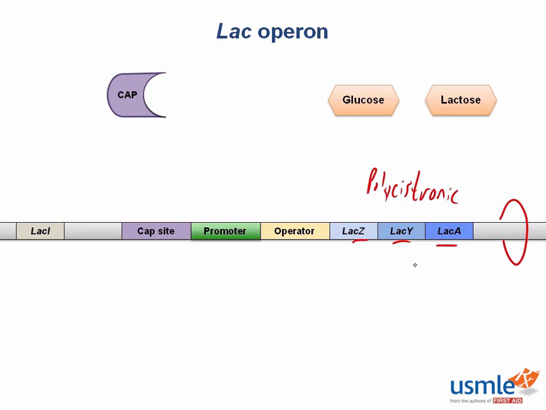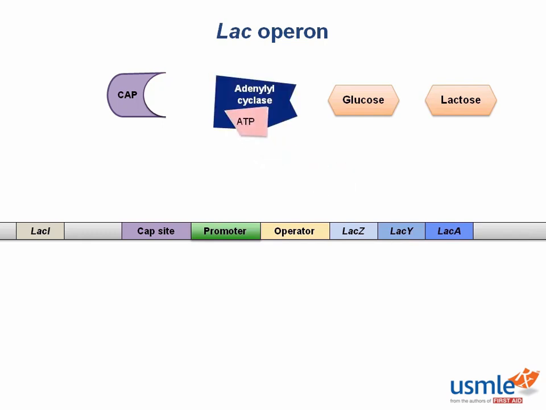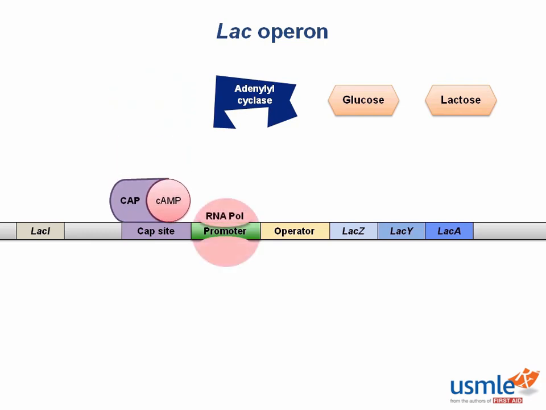Now let's walk through how we get transcription. When do we want to transcribe these genes? When there's no glucose and plenty of lactose. So, when glucose is unavailable, first the enzyme adenylyl cyclase converts ATP into cyclic AMP. Cyclic AMP can then bind to an activator protein called catabolite activator protein, or CAP, causing it to bind near the promoter and help recruit RNA polymerase to transcribe the genes.